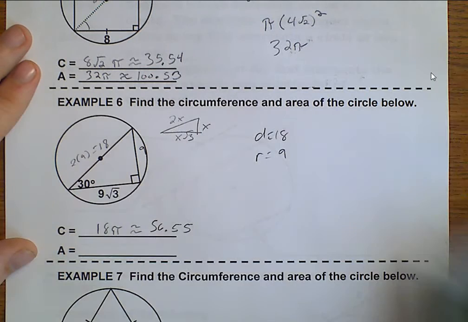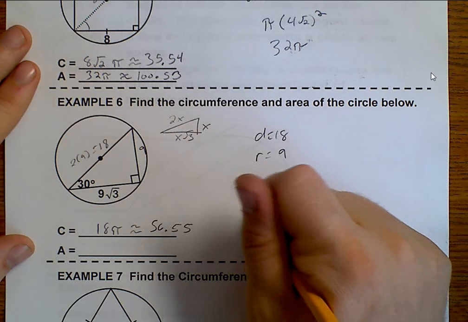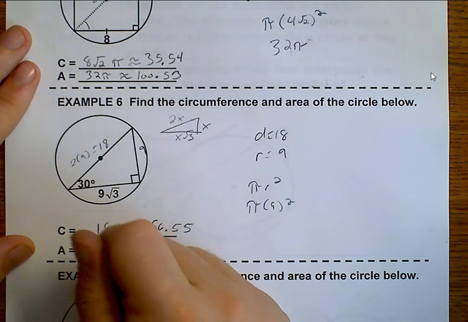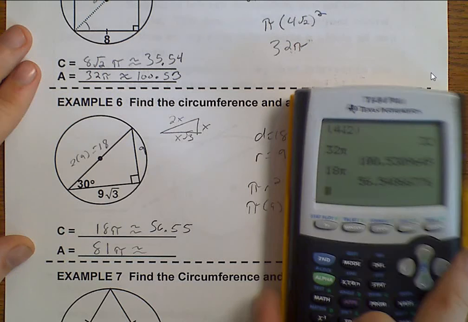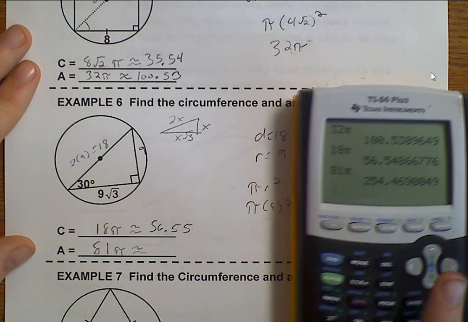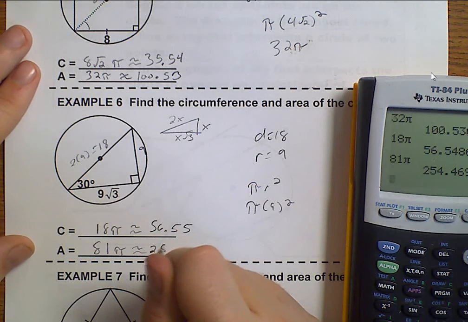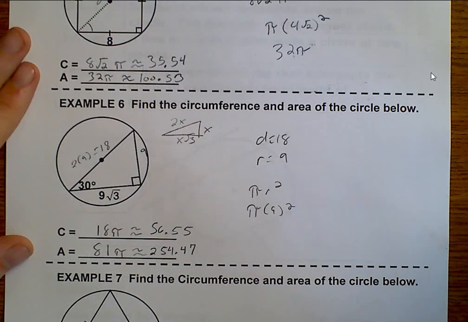My area would be pi r squared. So pi times 9 squared is 81 pi, which is roughly 254.47. And so that's example number 6.